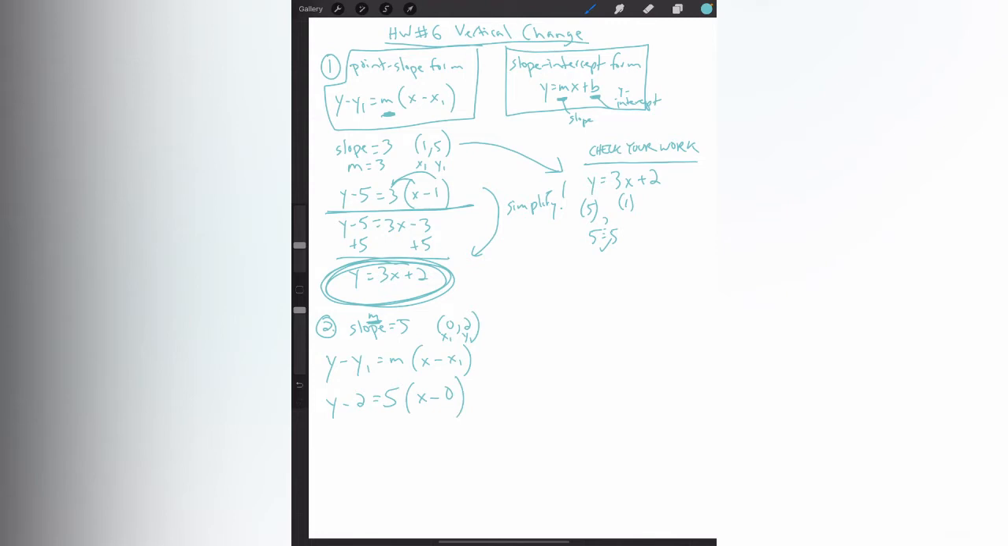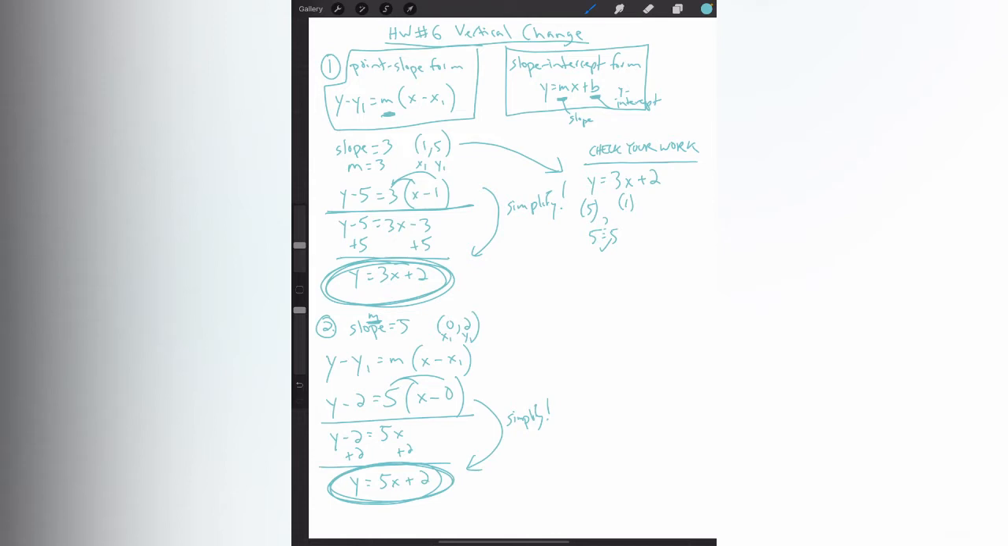All right, so now, like before, I'm just going to bring this down, set it equal to 5 times x, which is 5x, 5 times negative 0, that's 0. So I'm not even going to write anything. I could write plus 0 there, but there's no point to it. All right, and then I'm going to add 2 to each side. You get y by itself, and I get y is equal to 5x plus 2. Once again, if you get this far and you don't actually simplify it, you need to. And you get your answer.